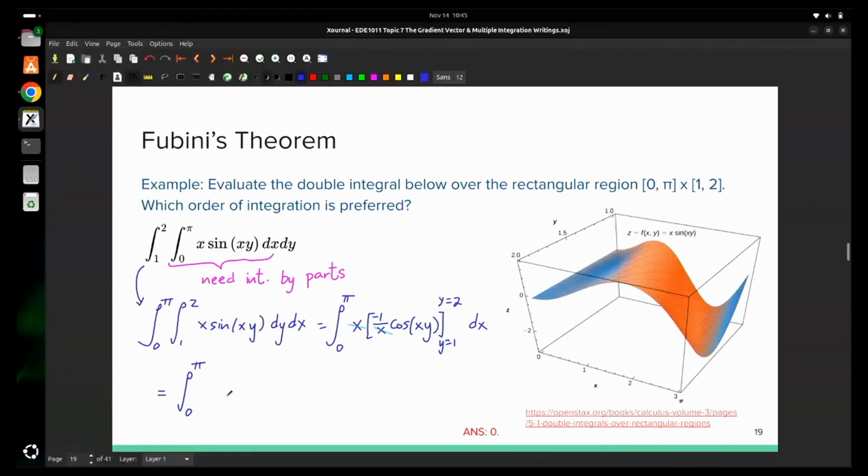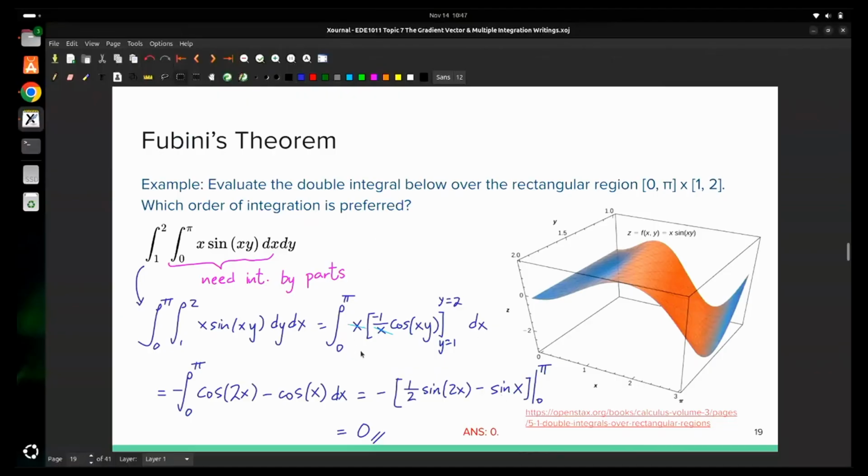So this will be what? Minus cosine, so I put a minus outside. Cosine of 2x minus cosine of x, because you sub in the limits where y equals 1 and 2. So therefore from here you just get minus, integration, straight away integrate.